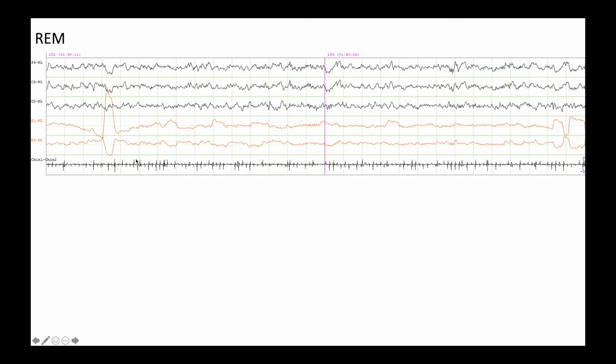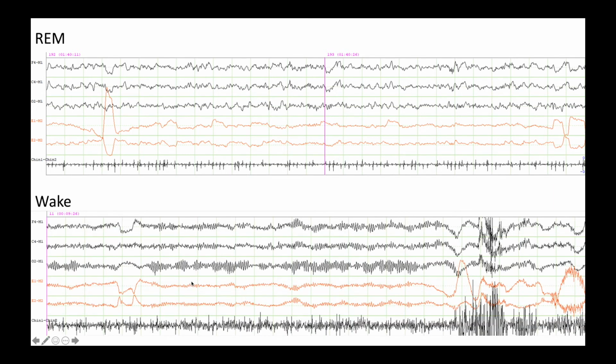The only other thing I've got to look for is to make sure the chin tone is low, because in REM sleep, you're supposed to have your muscles with very low tone, almost paralyzed. That can be tough to tell sometimes just by looking at the chin tone alone. Like, is this really low tone? I'm seeing something here, some wiggling. So sometimes I'll look back at an epoch when the patient was awake. So this is a previous epoch.